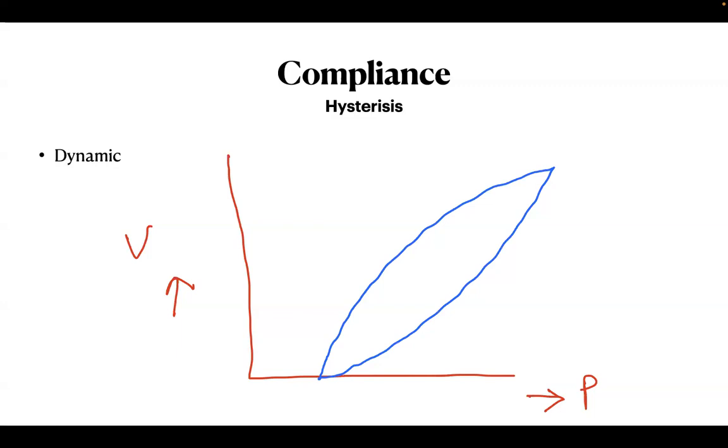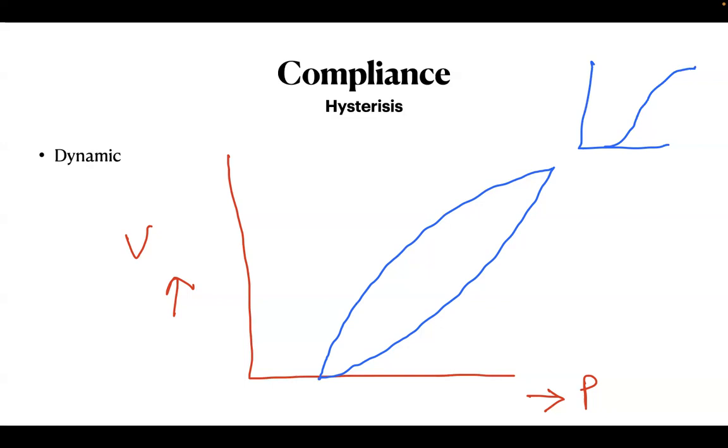Why is there a hysteresis when you're measuring dynamic compliance as compared to a simple, straightforward curve when you're measuring static compliance? This has multiple reasons, but the most important are three. One is that you have surfactant in the lung. If you have surfactant in the lung during expiration, it prevents the lung alveoli from collapsing from an inflated state to a deflated state.